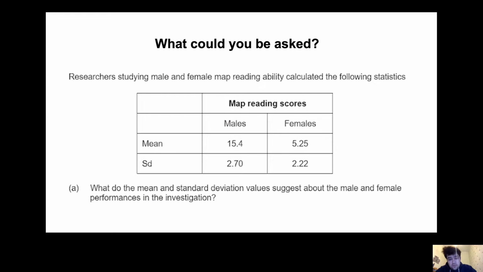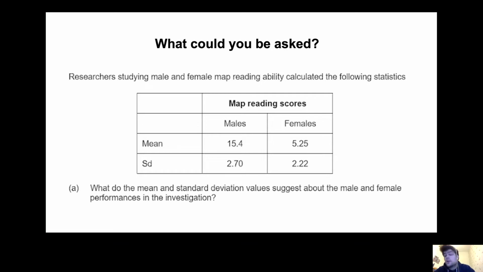So here's an example of the kind of question you could get. Now, you'll be given a table that will give you the mean and standard deviation. You'll be asked to interpret it. Okay, so let's have a look at this. Researchers are studying male and female map reading ability and calculated the following statistics. So we've got the mean and the standard deviation for males and females, and we want to see what those values suggest about the performances of men and the performances of women.